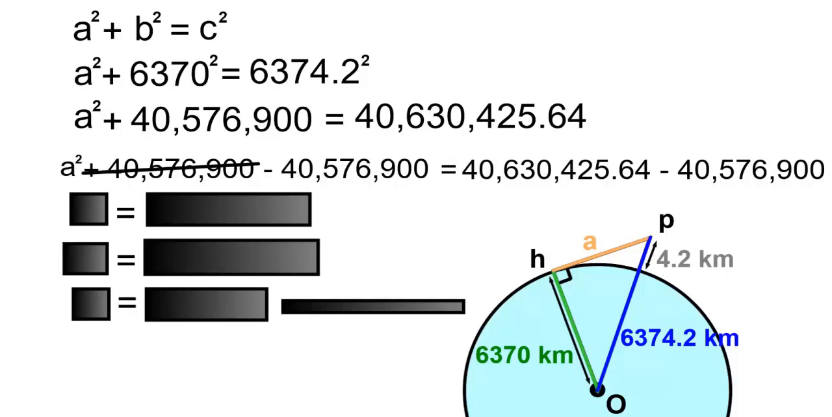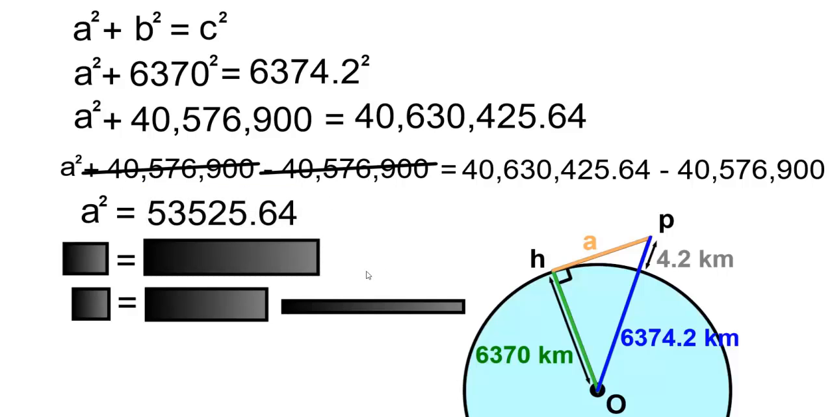The plus 40,576,900 and the minus 40,576,900 will cancel, leaving us with a squared. And if we take that 40,576,900 away from this side as well, we get 53,525.64.